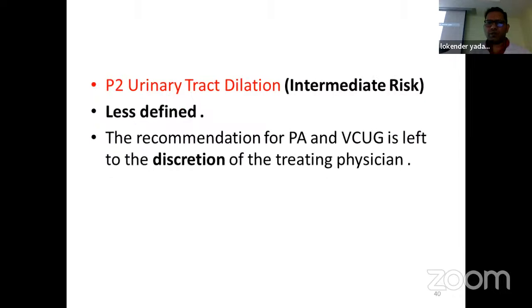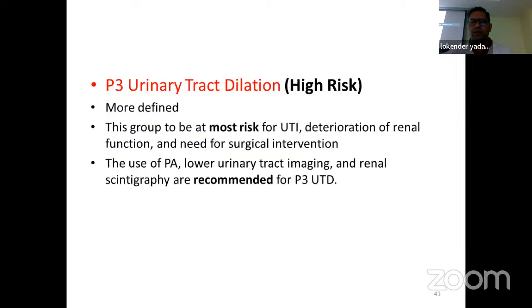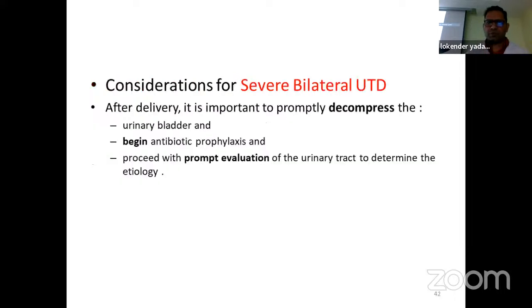In the intermediate risk group, it is less defined, and the recommendation for prophylactic antibiotic and avoiding cystogram is left to the discretion of the treating physician. The high risk group is at most risk for UTI, deterioration of renal function, and the need for any surgical intervention. The use of prophylactic antibiotics, lower urinary tract imaging, and renal scintigraphy are recommended in the high risk group.